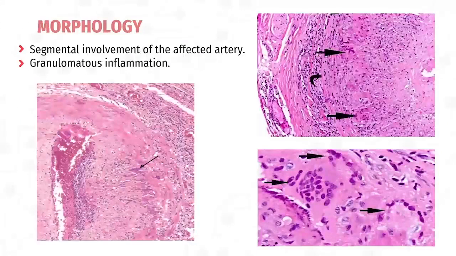Now the morphology of GCA. There is segmental involvement of the affected artery. Arterial segments exhibit nodular intimal thickening and occasionally thrombosis that reduces the vessel diameter and causes distal ischemia.